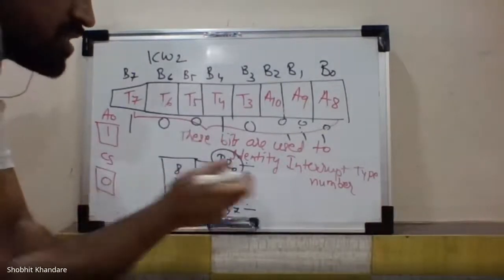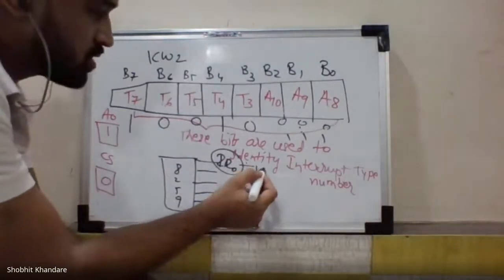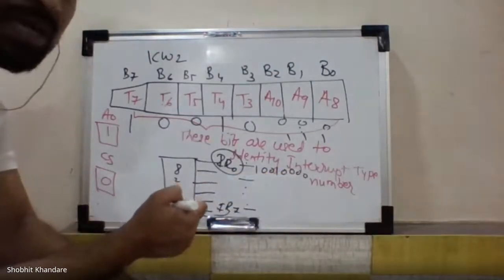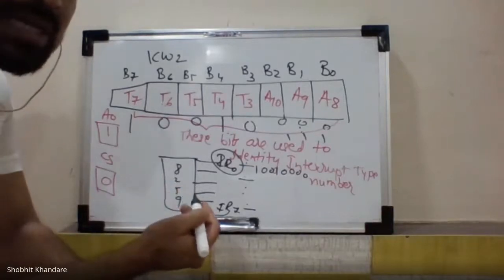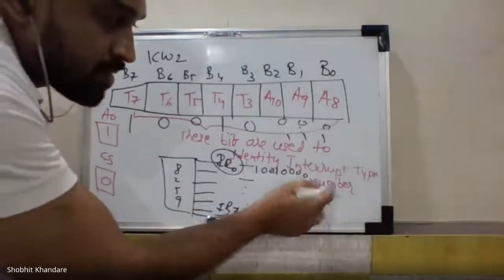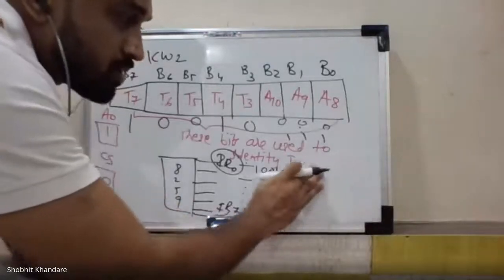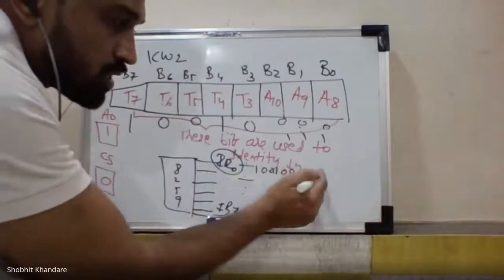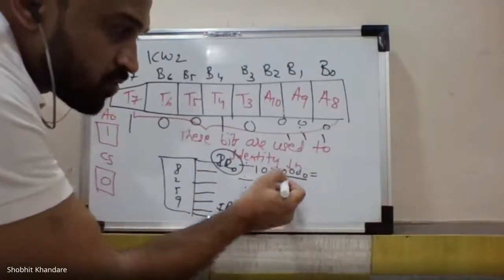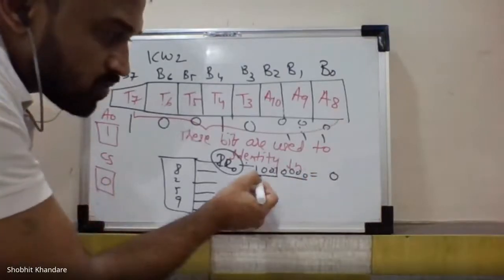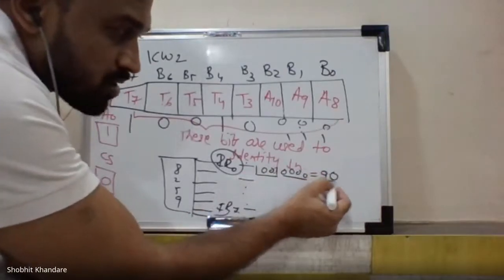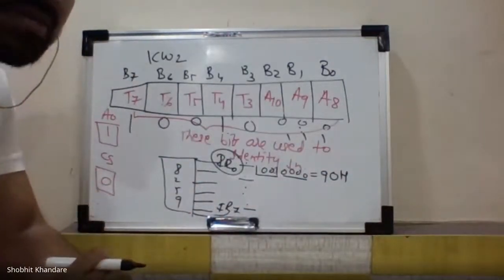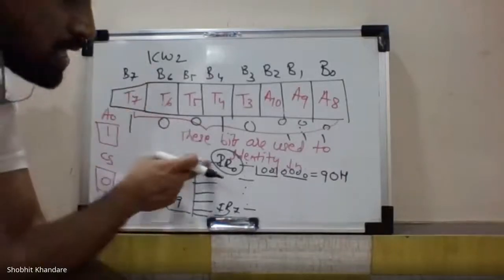Okay. Now, with this, I am going to write down here, it is 10010000. Okay. Now, how do you get the interrupt type number? For this 10010000, the type number is: this 4 bits gives me 0, and this 1, 2, 4, 8, this gives me 9. So 90H is the interrupt type number for IR0.